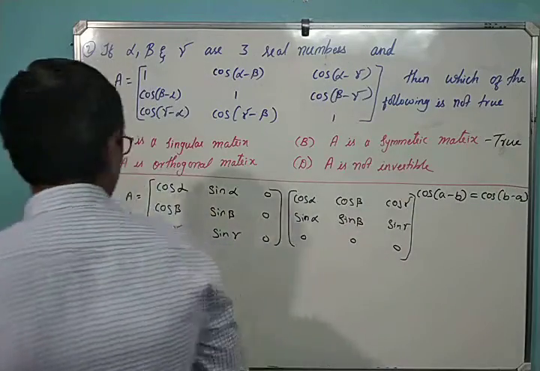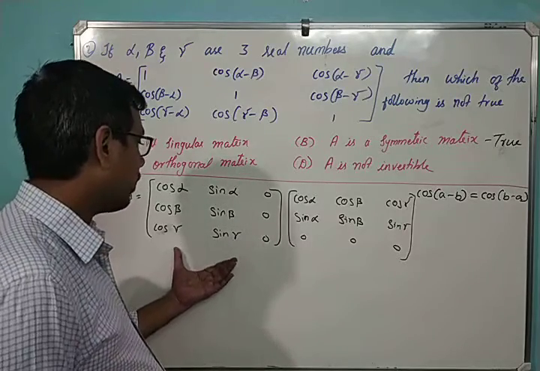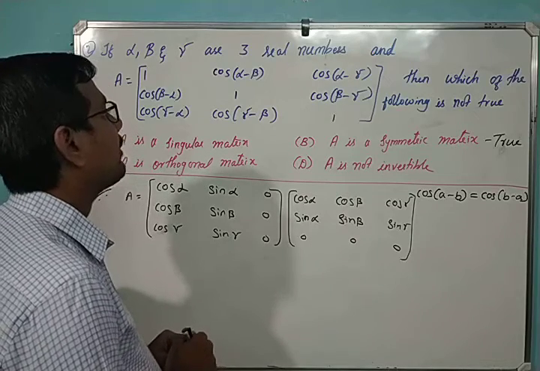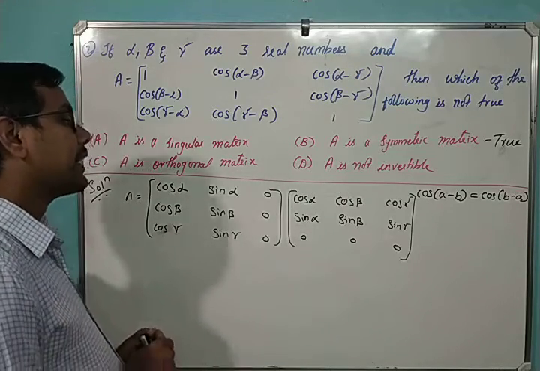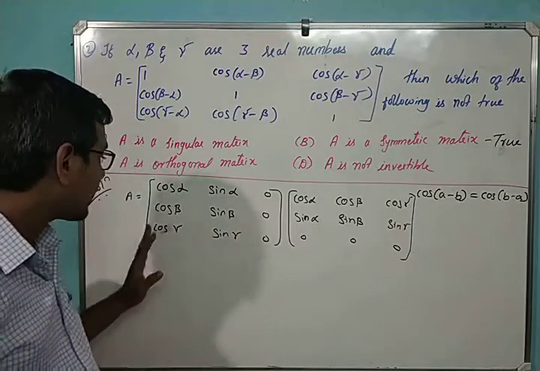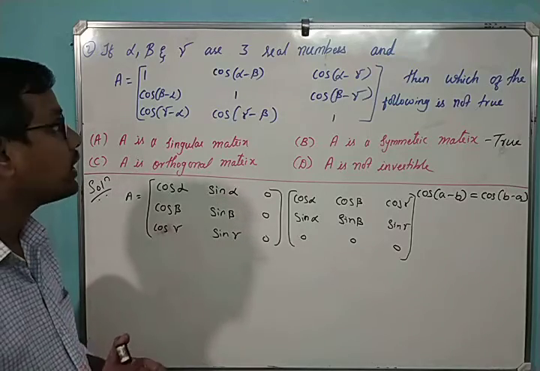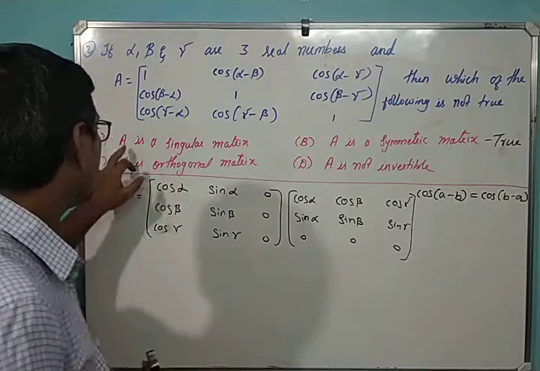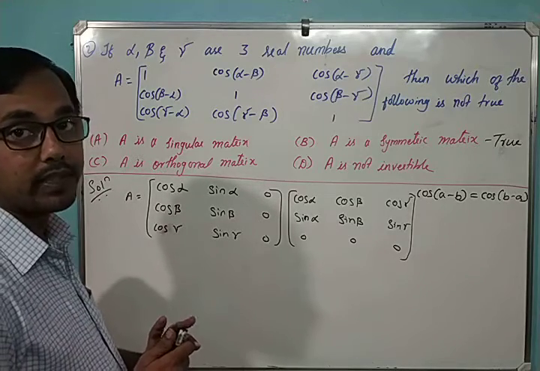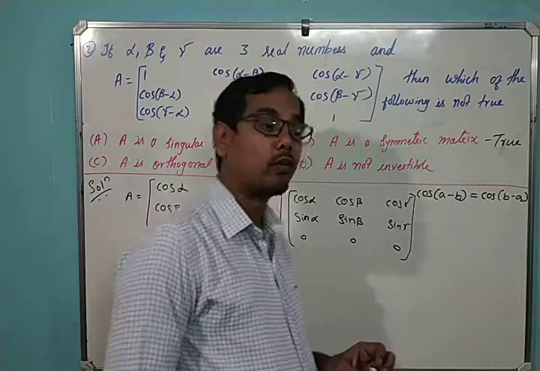Okay, so now let's check. The determinant of this should not be equal to 0. So what is the determinant value? Now check whether A into A transpose is equal to 0. So what is the first one? It is a singular matrix. Singular matrix means the determinant value should be equal to 0, right? Singular means determinant is equal to 0.